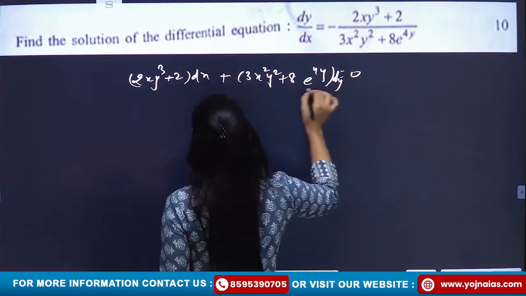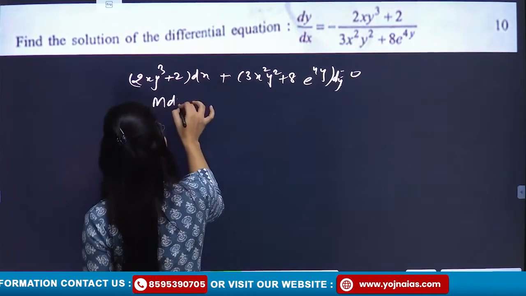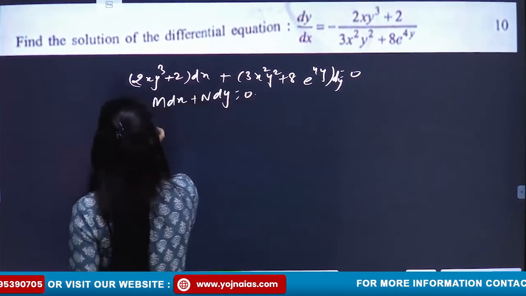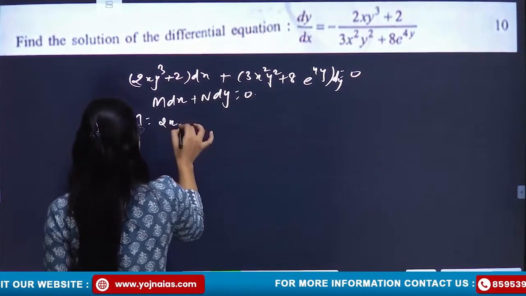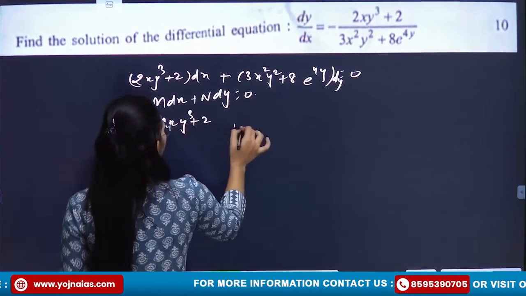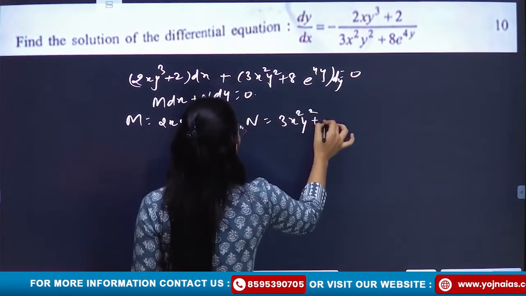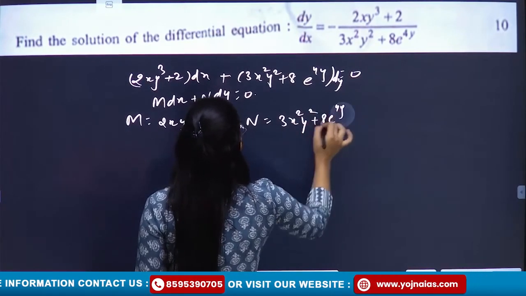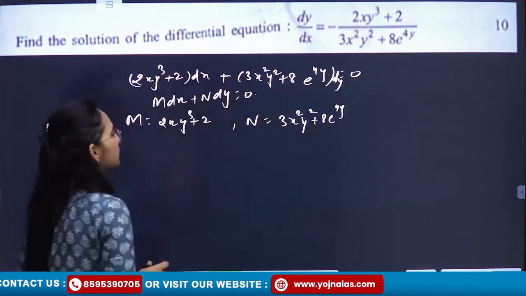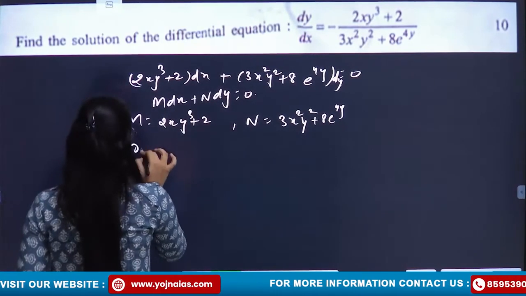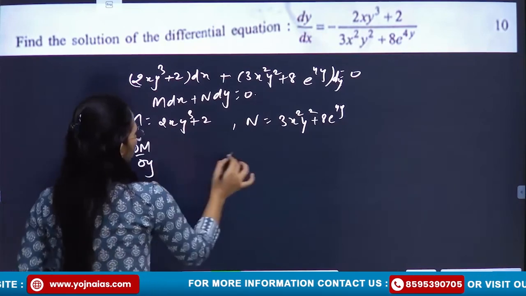Compare this with M dx plus N dy, where M is equal to x y cubed plus 2, and N is equal to x squared y squared plus 8 or 4. Then you need to check whether the equation is exact or not. For that we check del M by del y and del N by del x.